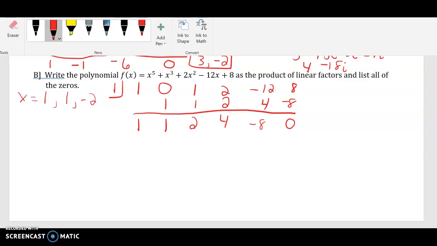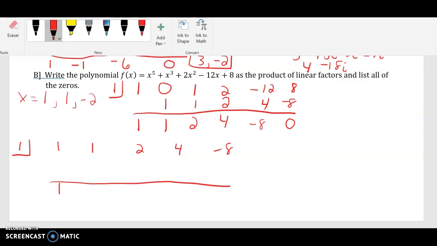So I'm going to slide over here to give myself a little bit more space. I'm going to recopy, but I'm also going to put the second one in the box. So this one is in the box. 1, 1, 2, 4, negative 8. Do not start over. When I say don't start over, don't go back to the original equation. Go with what you've divided.